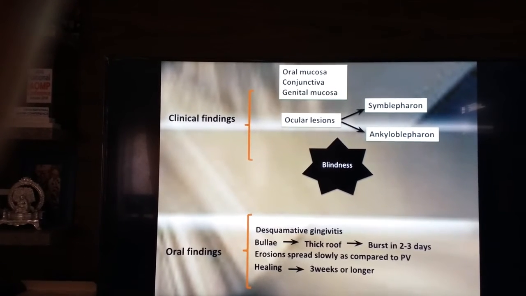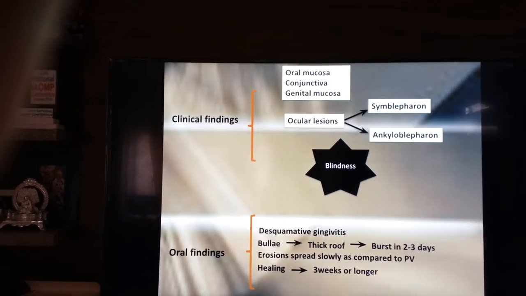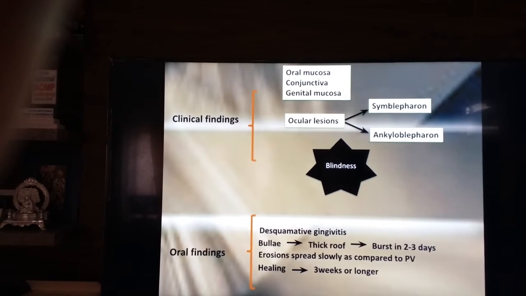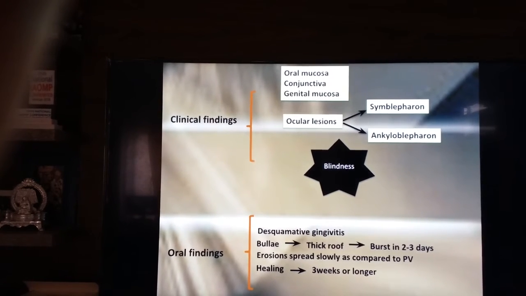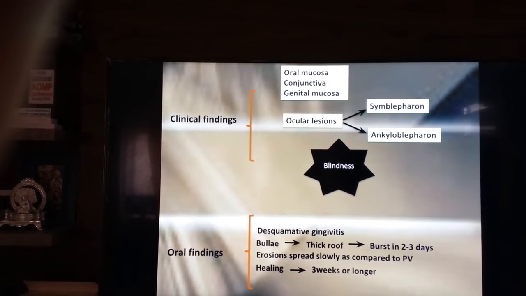Oral findings would be manifested in the form of desquamative gingivitis. There will be a thick bulla, with a thick roof. It bursts in about 2 to 3 days, and the formation of such a situation can bring about ulceration also. Erosion spreads slowly as compared to pemphigus vulgaris.